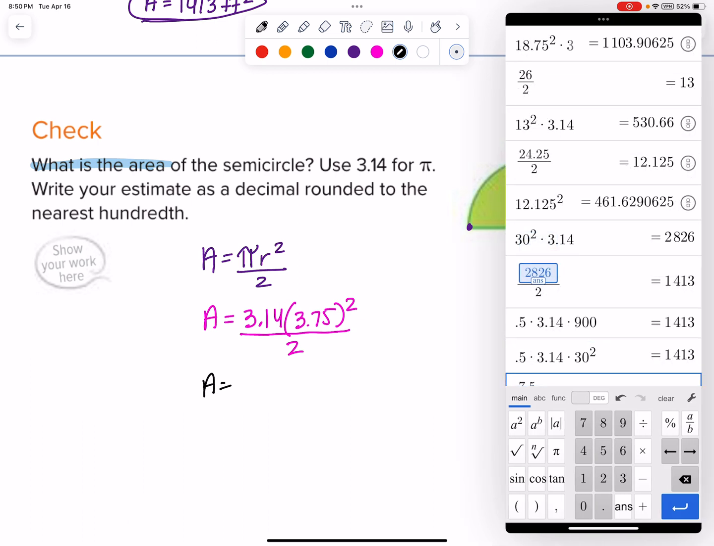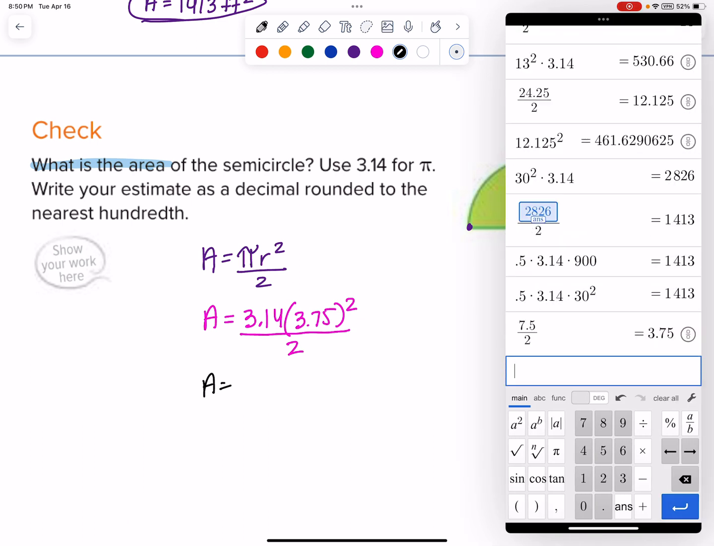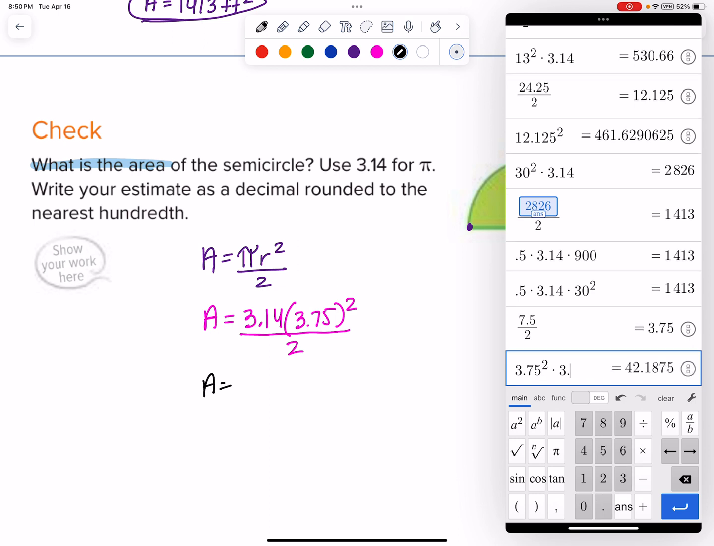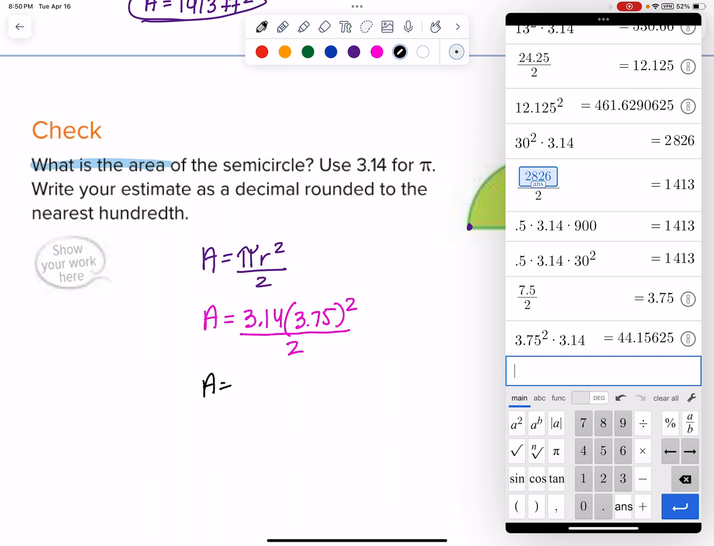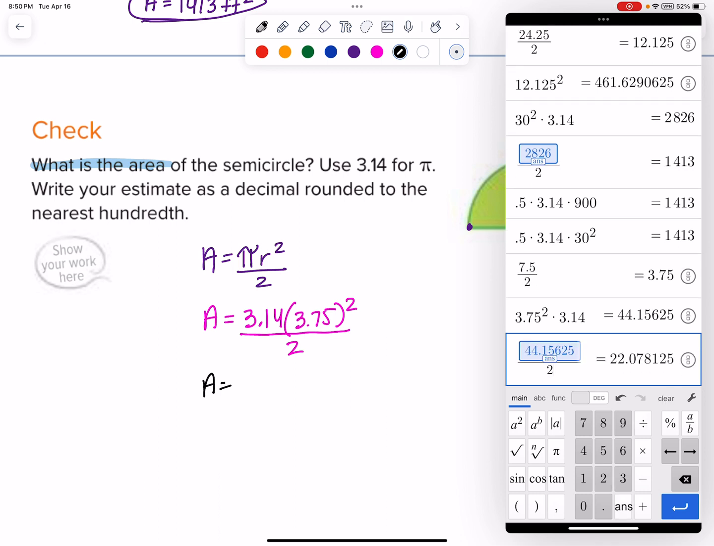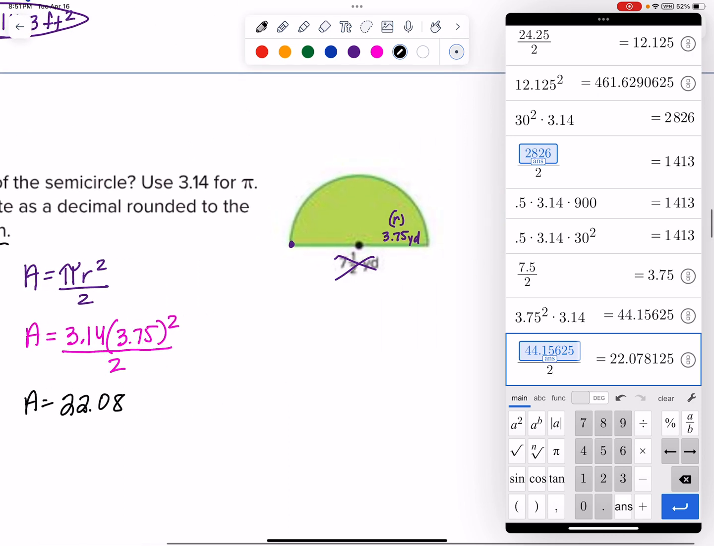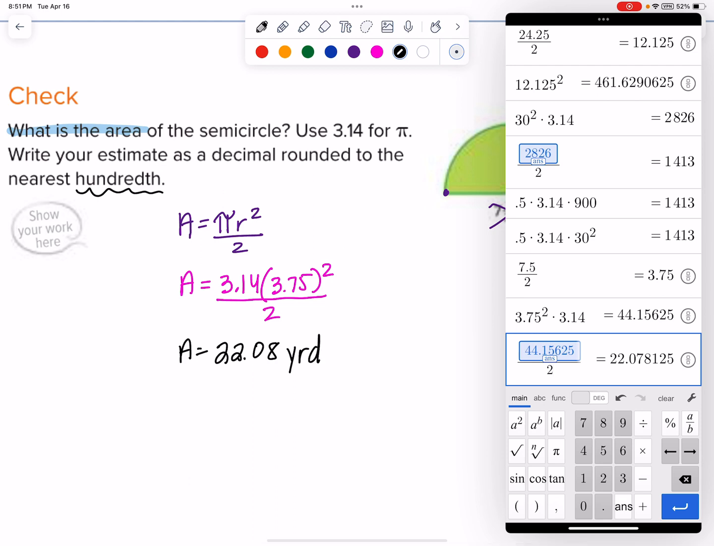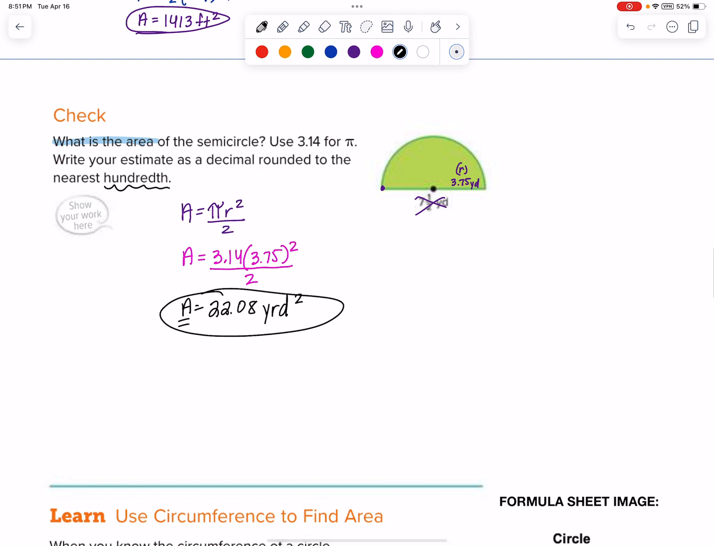Area equals, so we can go ahead and do our 3.75 squared, multiply by the 3.14, hit enter, and then take our answer divided by 2, and we have our final work is 22 point, let's look at what we're rounding to, hundredths. So 0.8, because we're going to cut it at the hundredths, and there's an 8 after the 7. Okay, now we look for the units, which is yards, and we make sure we write squared for area. Area is measured in squares. Okay, so there we go.